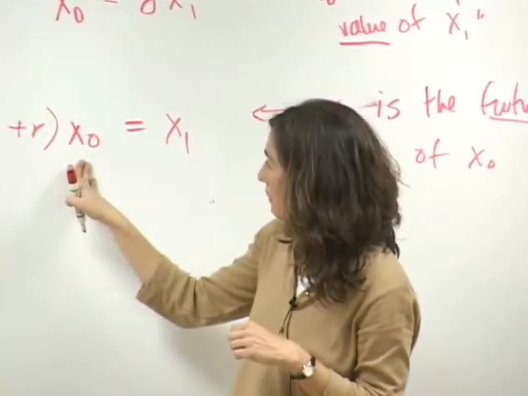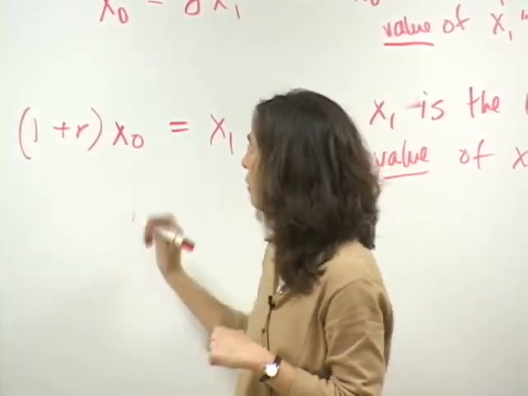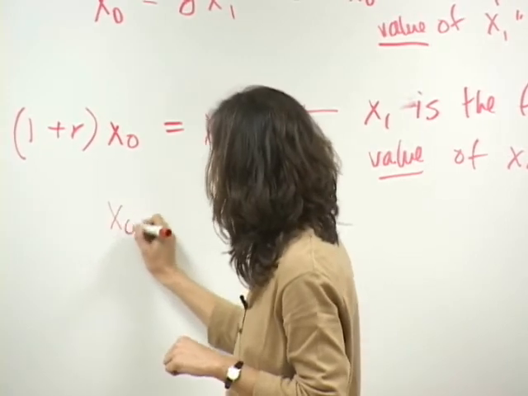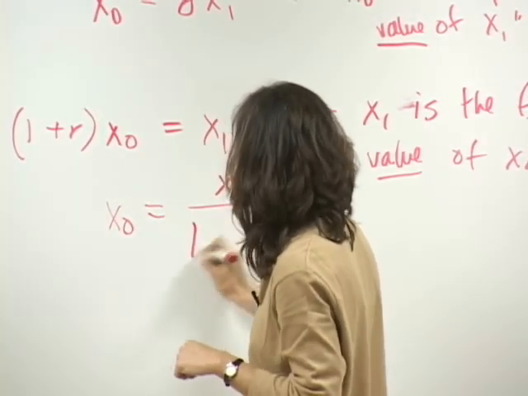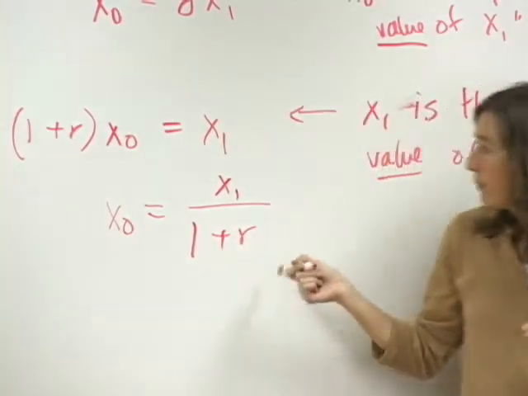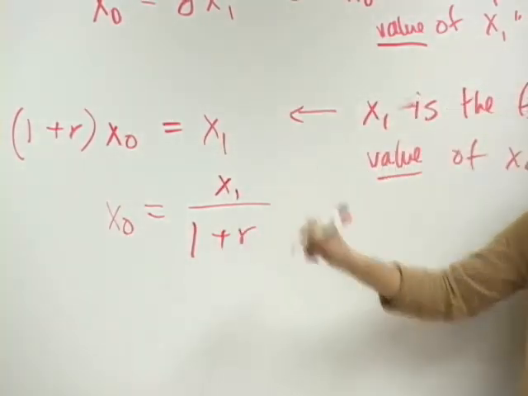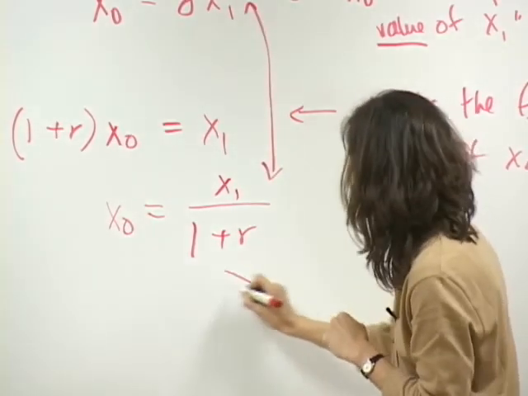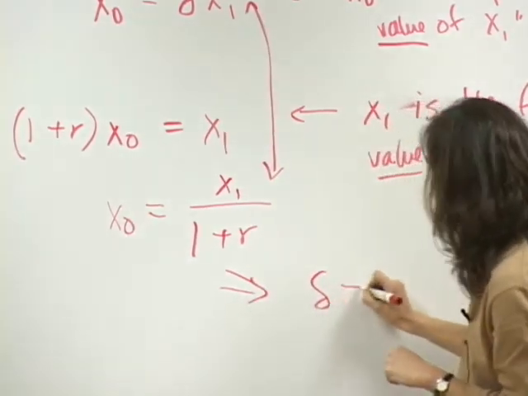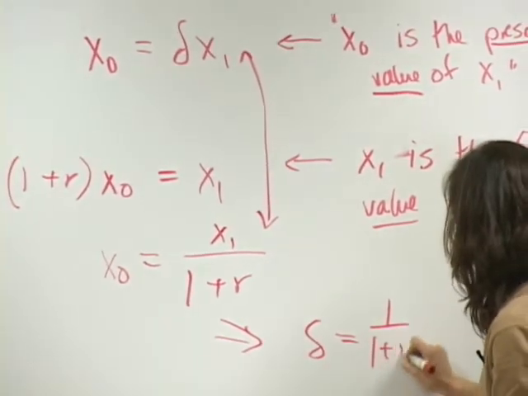What I'm going to do is I'm just going to divide through this equation by 1 plus r. I'll get x0 equals x1 divided by 1 plus r. And what that is telling me is, look at these two. Delta has to be 1 over 1 plus r.